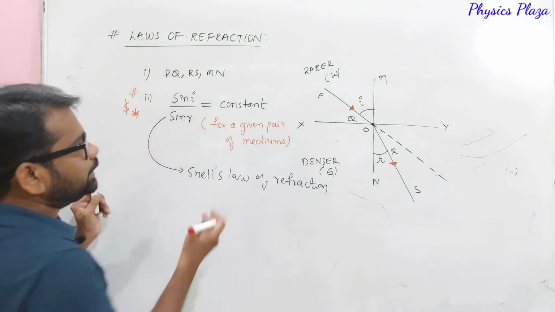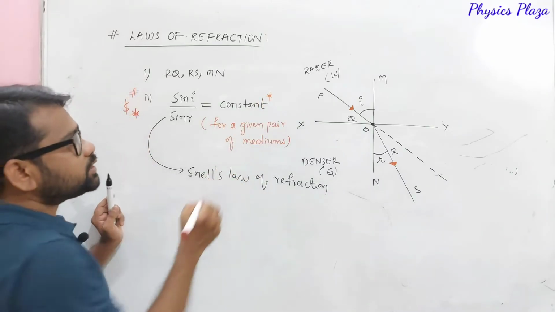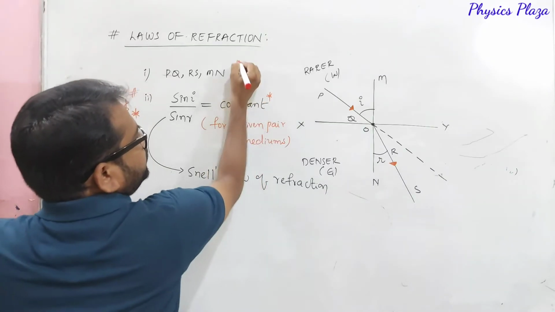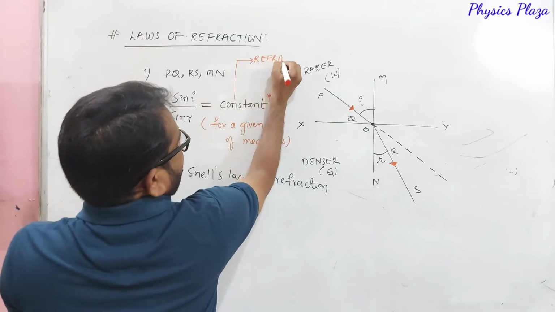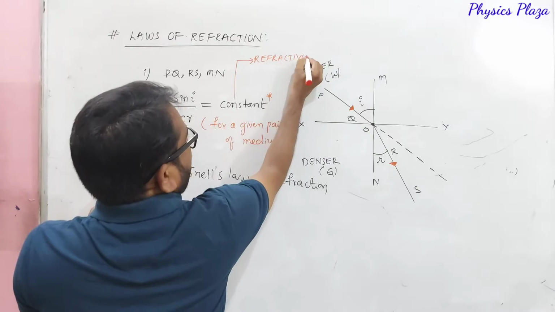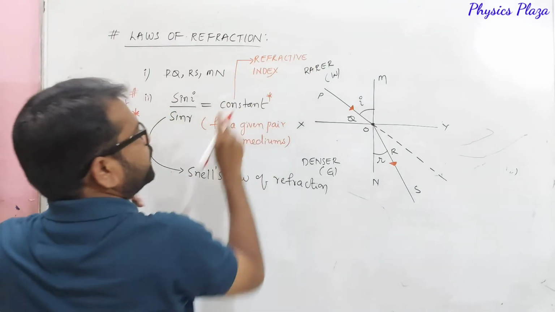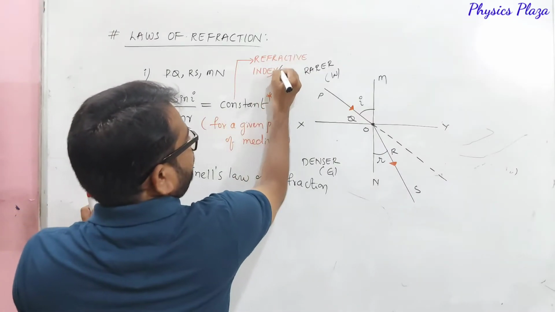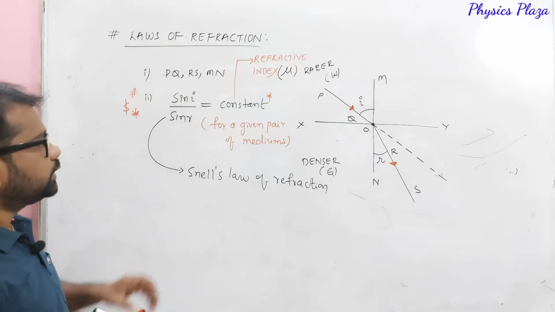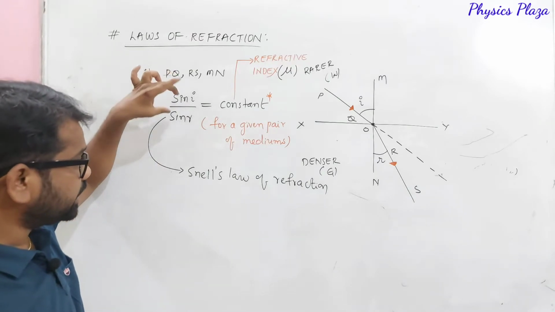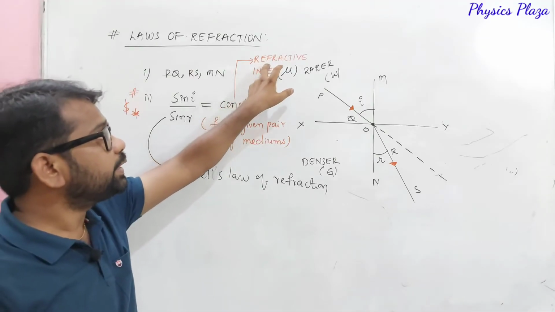But dear children, here there is a specialty. This constant is very important. This constant is given a special name. This constant we call the refractive index. Very important. Refractive index we represent with the letter mu, a Greek letter. So, the ratio of sine of angle of incidence to sine of angle of refraction is always constant. That constant we call the refractive index.